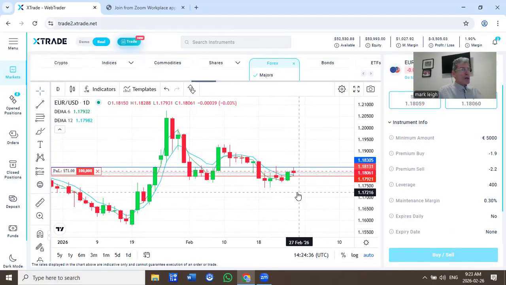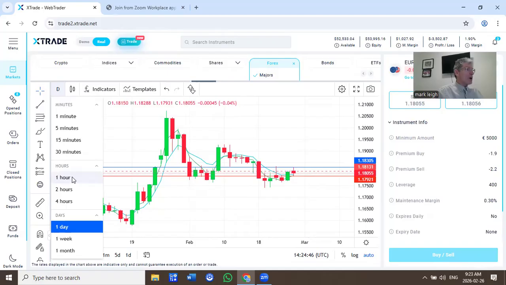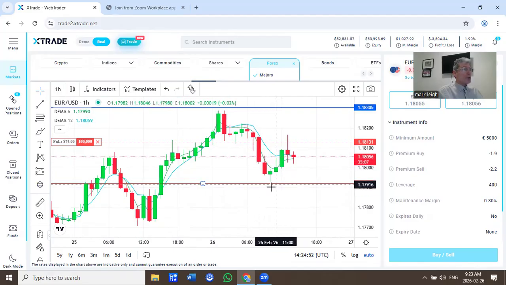I've got support at 117.92. I've got resistance at 118.30, sitting in the middle of that range for now. If I zoom in on the hourly, there you can see US dollar had a strong start all the way down to that support level. There's the fight back from the euro.